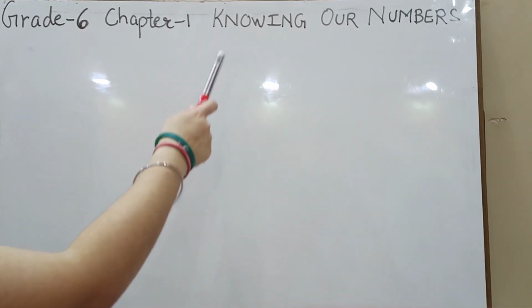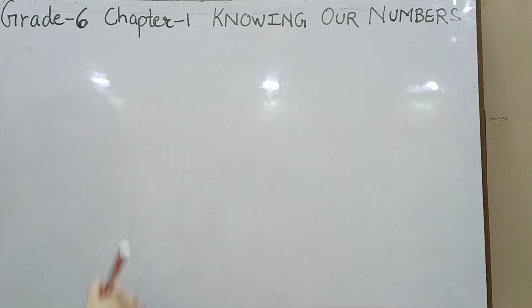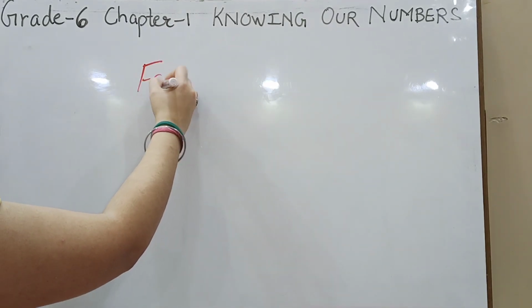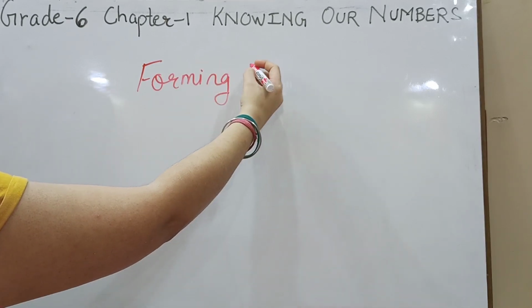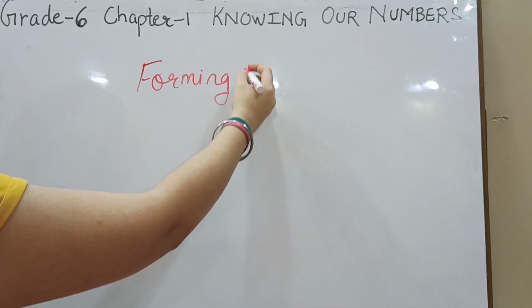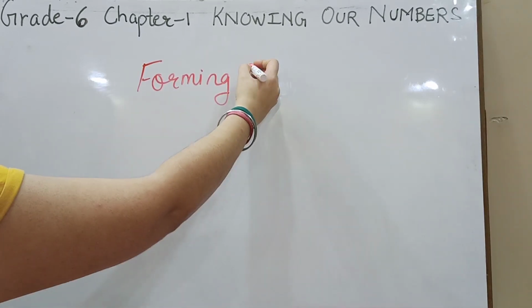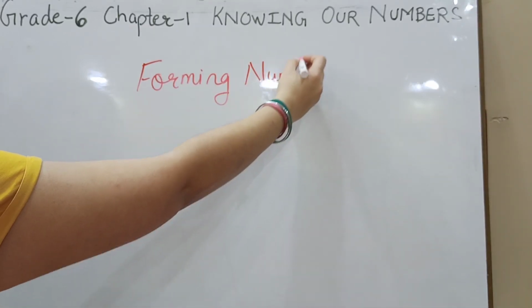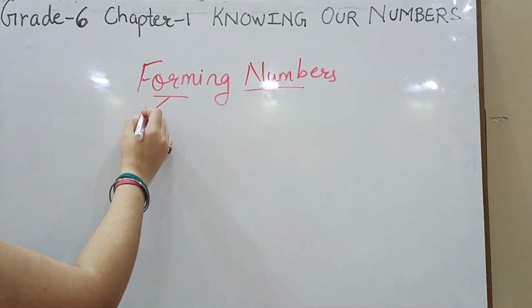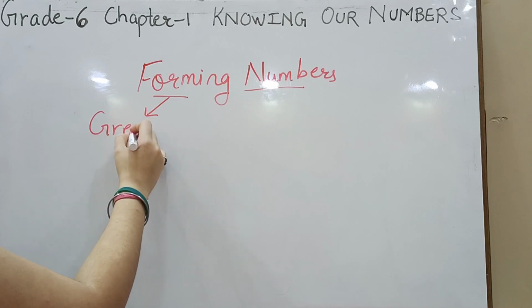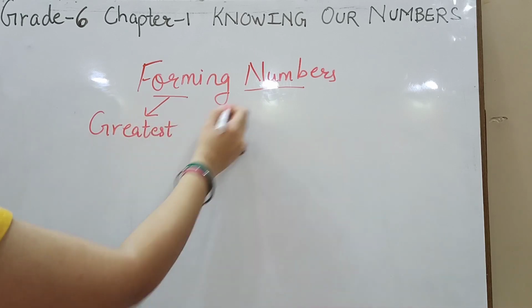Today we are going to continue with chapter 1, that is Knowing Our Numbers. The topic that we are going to start today is forming numbers. When we talk about forming numbers, forming is to make something. We are going to use this terminology to form different types of numbers. So when we talk about forming numbers, there are two types of numbers that we can create out of it. One is the greatest number and one is the smallest number.